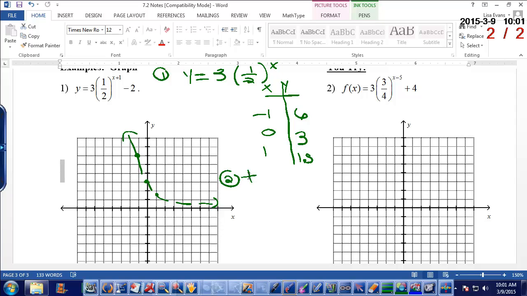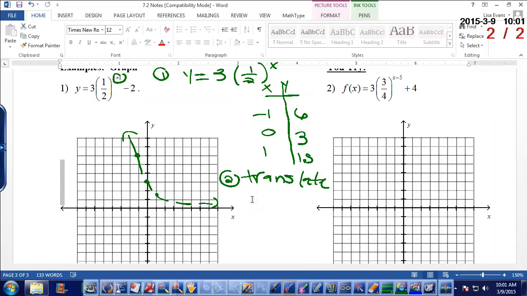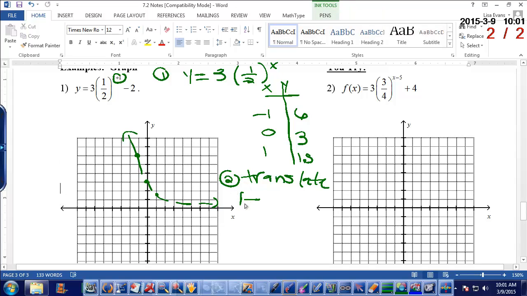Now we have to shift our graph. We're going to translate it. Okay, this is a +1, so we're going to end up going left 1. This is a -2, so it's going to go down 2. So every point that I plotted, we're going to go left 1, down 2. Left 1, down 2. Left 1, down 2. Now, instead of approaching the x-axis, it's going to approach y equals -2. This is the graph that I want to see.